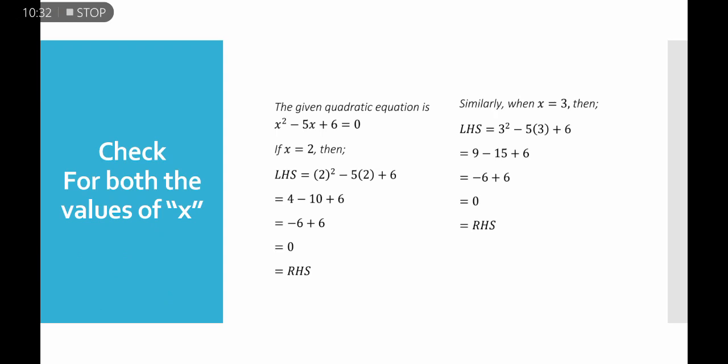Check for both the values of x. The given quadratic equation is x square minus 5x plus 6 is equal to 0. If x is 2, then left hand side becomes equal to 0, which is equal to right hand side. Similarly, when x is 3, then left hand side also becomes equal to 0, which is equal to right hand side. It means both the solutions 2 and 3 satisfy the given quadratic equation.